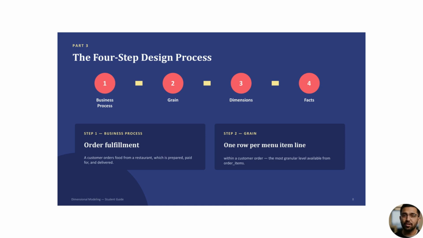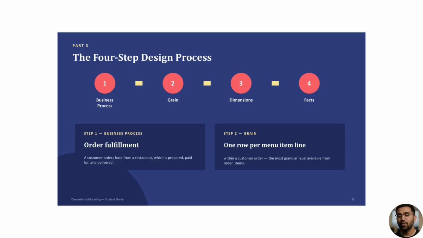In this section, we delve into the first two steps of the four-step design process for dimensional modeling. Step 1 focuses on the business process, specifically order fulfillment. Here, a customer places an order for food from a restaurant. This order is then prepared, paid for, and delivered, encapsulating the entire transaction lifecycle.